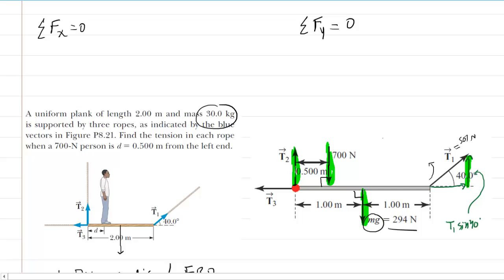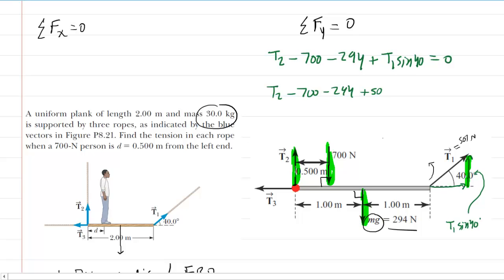So here we go. We have the upward T2, so it's positive, minus the downward 700 newtons, minus the downward 294 newtons, and then plus T1 sine of 40 equals 0. Notice that component was positive because it's pointing upward. We can combine all of this, actually. We know T1. We just figured it out. It's 501. So actually, let's do T2 minus 700 minus 294 plus 501 sine of 40 equals 0.